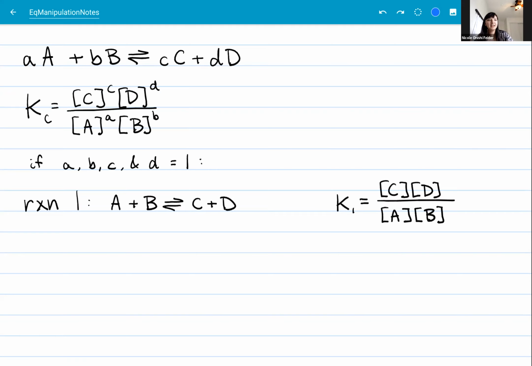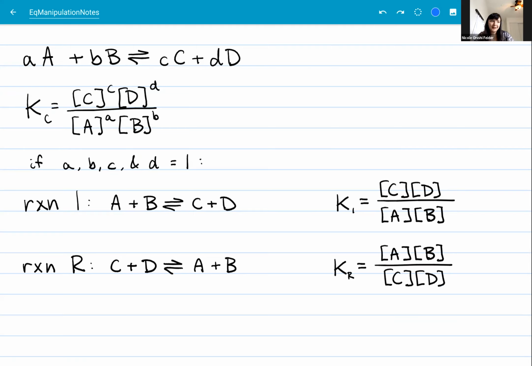So now my question is, what happens if I write the reverse of the reaction above? And we'll call that reaction R for reversed. And now the products and the reactants are flipped. So how would that affect the equilibrium constant? Well, let's write the K expression for that reaction called Kr, and we'll compare.